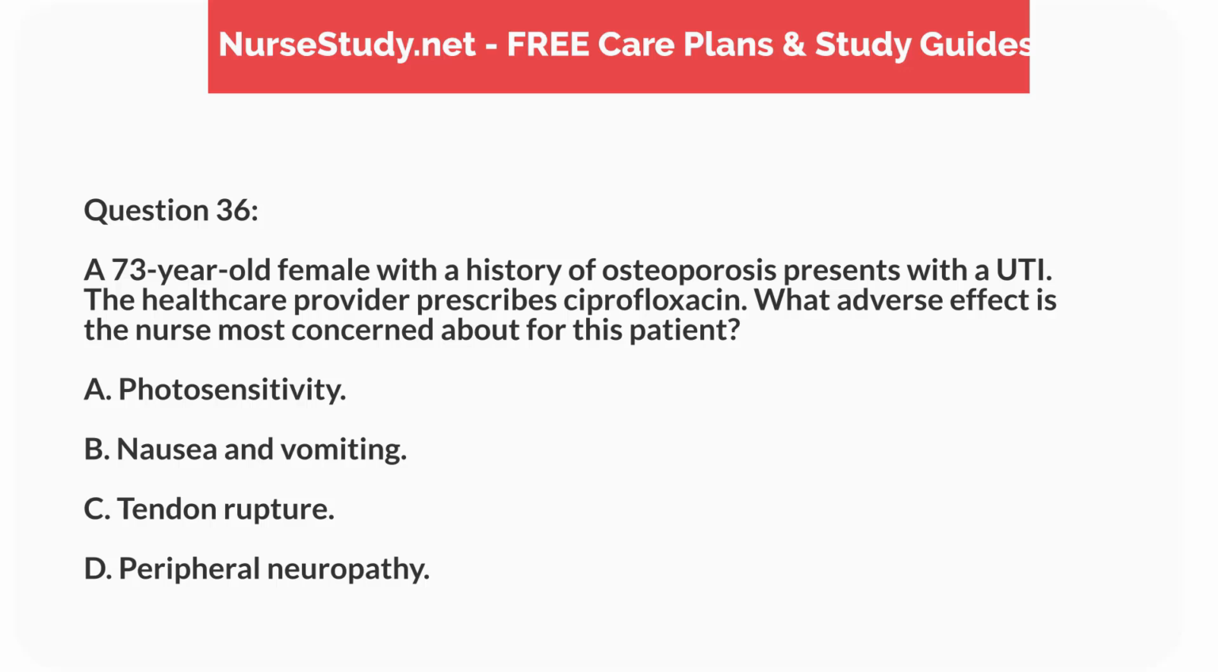Question 36. A 73-year-old female with a history of osteoporosis presents with a UTI. The healthcare provider prescribes ciprofloxacin. What adverse effect is the nurse most concerned about for this patient? A. Photosensitivity. B. Nausea and vomiting. C. Tendon rupture. D. Peripheral neuropathy.